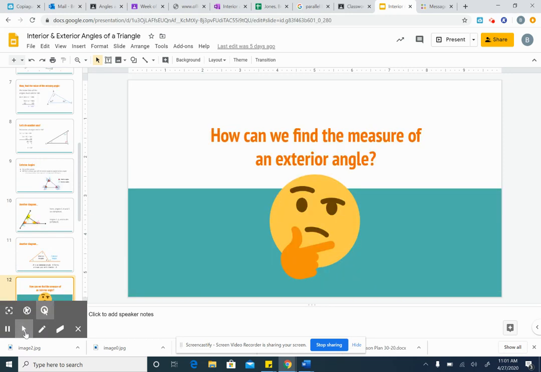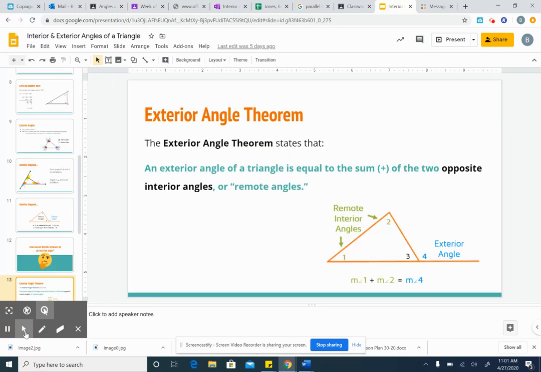Now, how can we find the measure of an exterior angle? Well, there's an exterior angle theorem. What this theorem states is that the exterior angle of a triangle is equal to the sum of the two opposite interior angles, or remote angles. In other words, if you have an exterior angle, which is right here, number 4, that angle is equal to angle 1 plus angle 2 on the inside of the triangle and the furthest away.